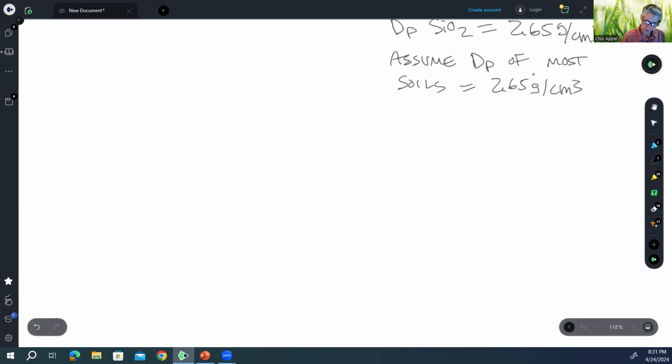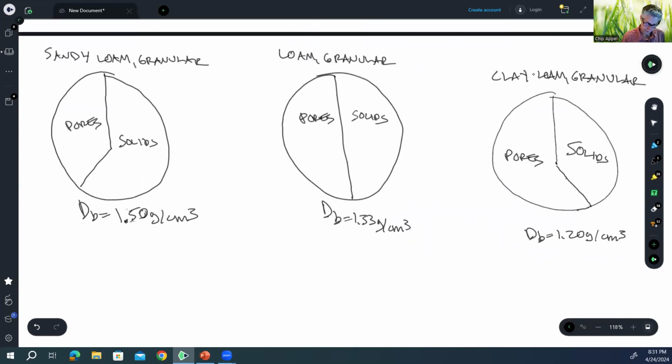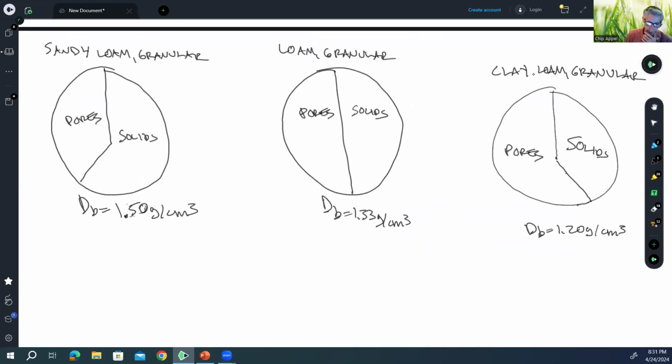So let's go here. This is what we were looking at before, right? We've got sandy loam granular, clay loam granular. We have bulk densities that are going to vary. What's the particle density of this soil right here? Do we need to calculate it? No, 2.65 grams per cubic centimeter. How about our sandy loam granular? It has a bulk density of 1.5. Particle density equals 2.65. Nailed it. You get the idea. Clay loam granular over here, particle density equals 2.65 grams per cubic centimeter.